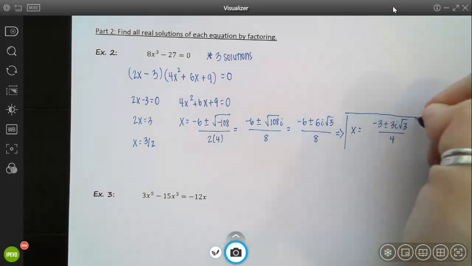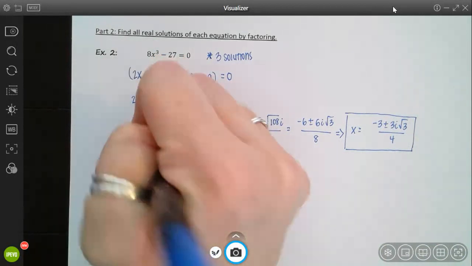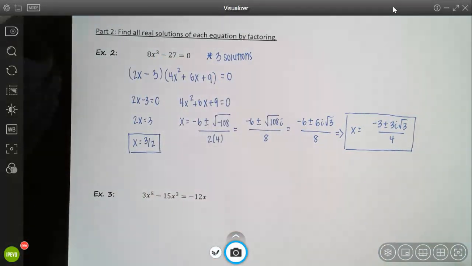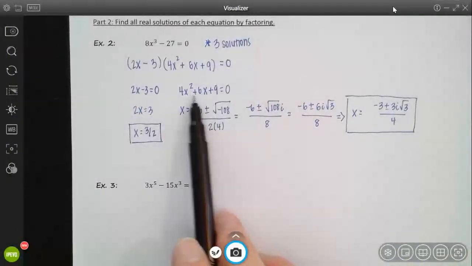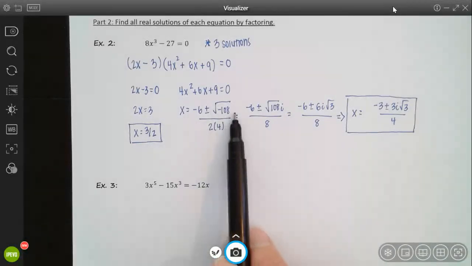And then our other solution over here was x is equal to 3/2. So there's where my three solutions are for this one. So even though we did end up getting something that was not factorable, we can still use the quadratic formula. Even if our solutions are going to be imaginary, we want to make sure that we're getting all of them.